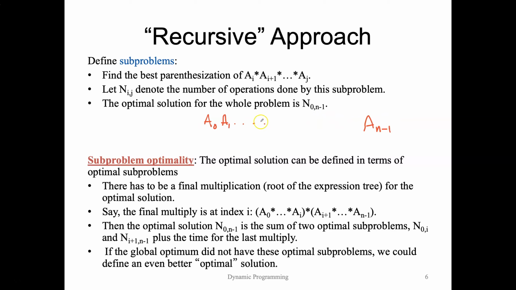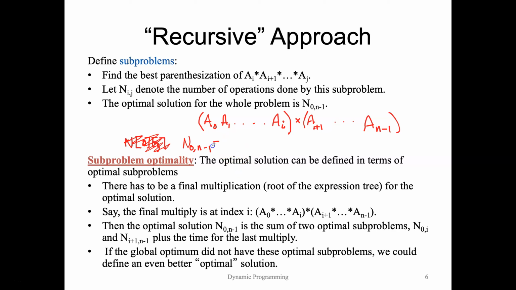This is the root of our expression tree. So let's say the last multiplication that's incurred happens right after index i. So this is our last multiplication here. Well, if this is where our last multiplication is, then we can express the least number of scalar operations it takes to multiply all of these together, starting from 0 and going up until n minus 1.